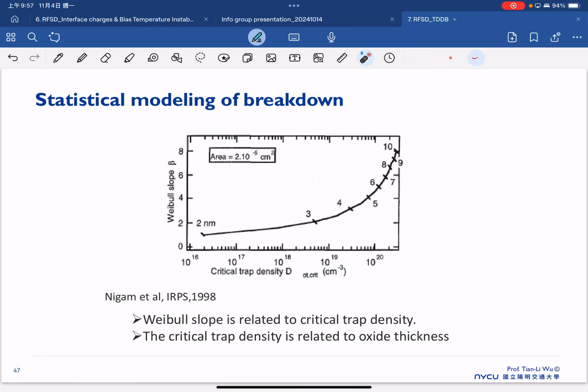So here is another piece of evidence trying to prove that the Weibull slope is related to the critical trap density. The x-axis is the critical trap density, and the y-axis is the Weibull slope beta. As you can see, once we have a thinner dielectric, the critical trap density is also decreasing. And once the critical trap density decreases, that means we also get a smaller beta as well.